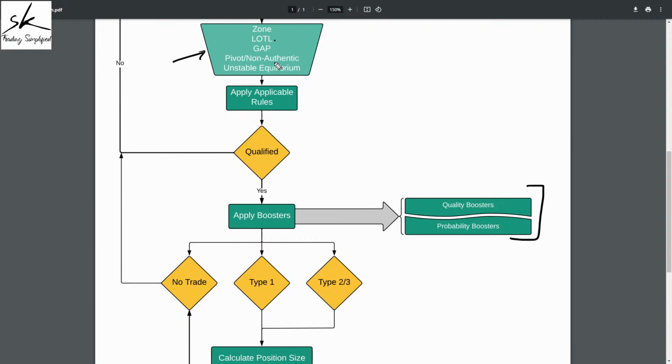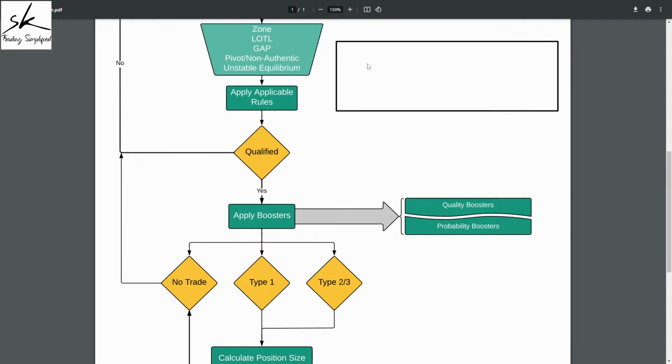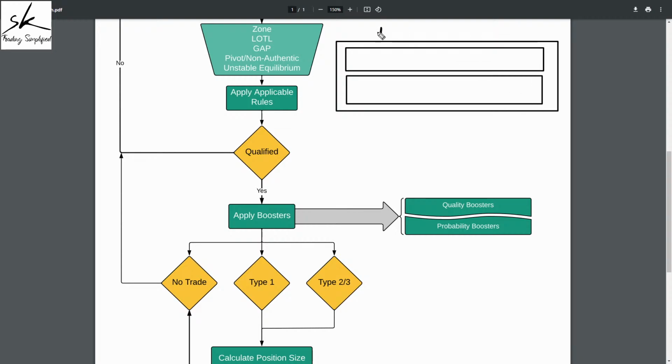So the very first one we'll check is: is this zone a case of level on top of level? Now, how do we verify that? It's a very simple concept. If you have an intermediate time frame zone, and the same intermediate time frame zone divides into multiple zones on the lower time frame, we call it a case of level on top of level.